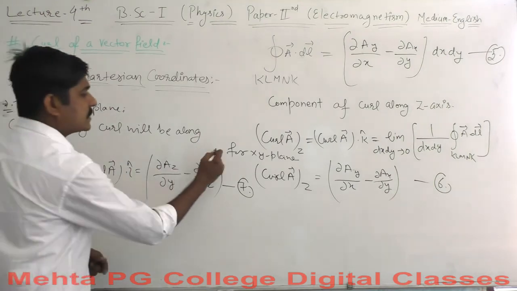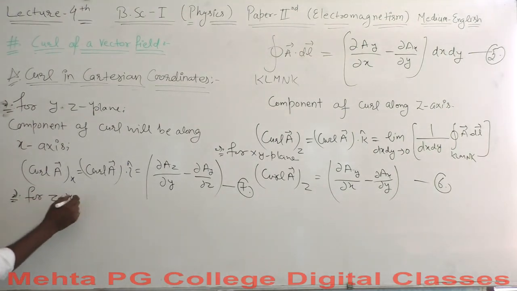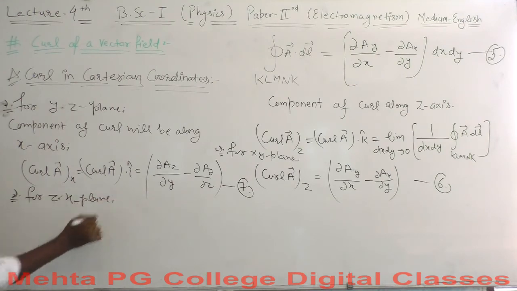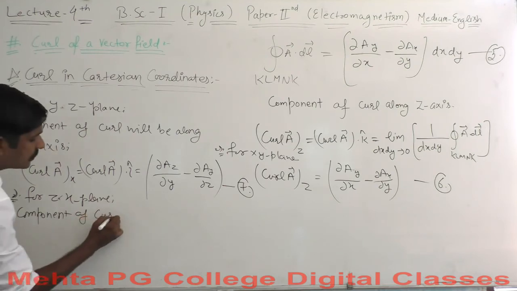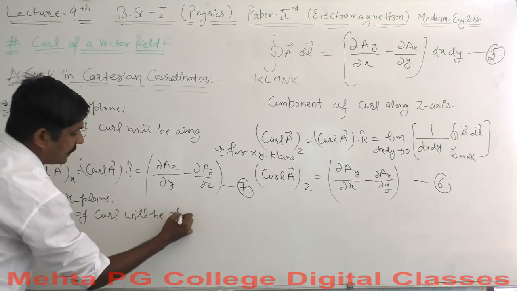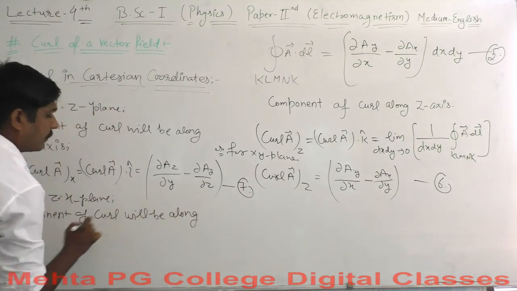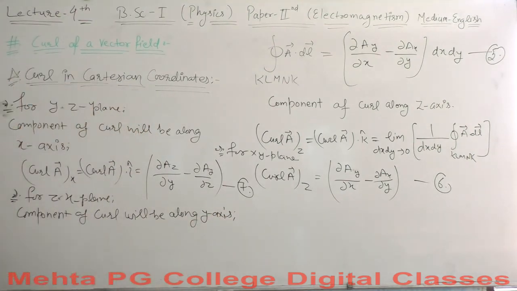Now the turn is for the zx plane. This is for yz plane, this is for xy plane, so this is the turn for zx plane. The component of curl will be along the y axis.